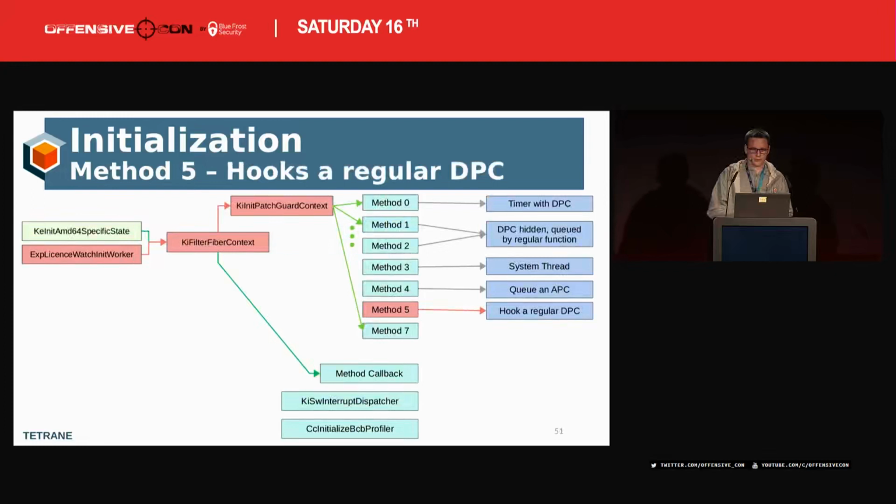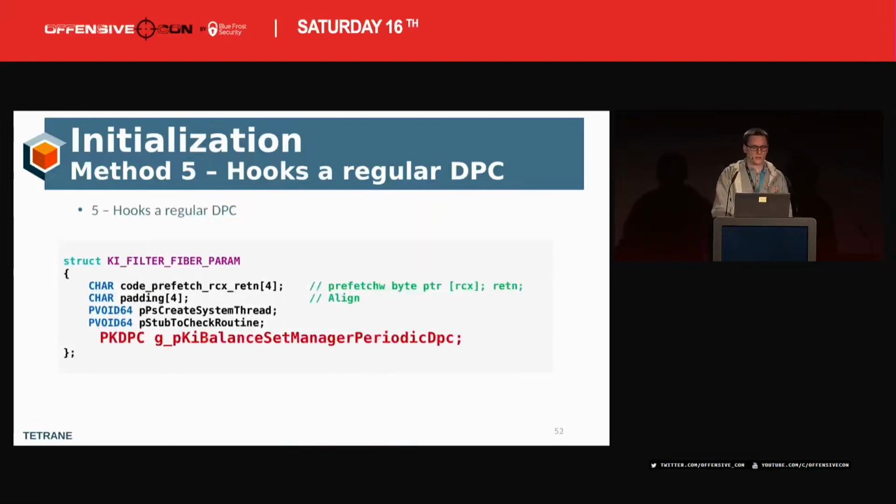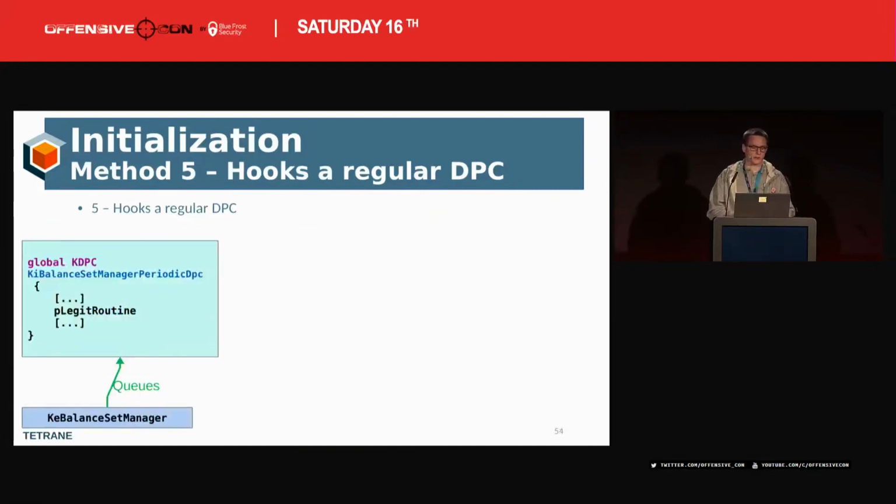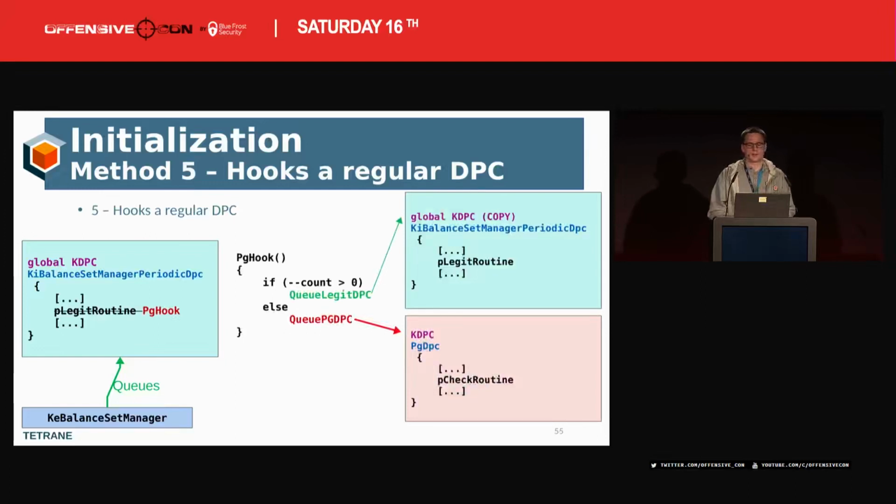The 5th one is actually also quite elegant, in my opinion. It will use the specific structure, which has only a 4% chance of occurring. And this method will basically hook a regular DPC. To do so, it will get a pointer to the global DPC, which is actually a legit DPC that is queued by the system every second or so, and it is queued by KeBalanceSetManager. The idea is that PatchGuard will hook this legit DPC to queue its own sometimes.